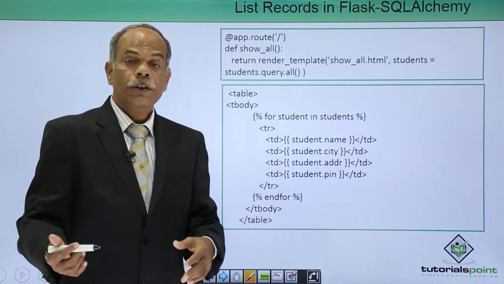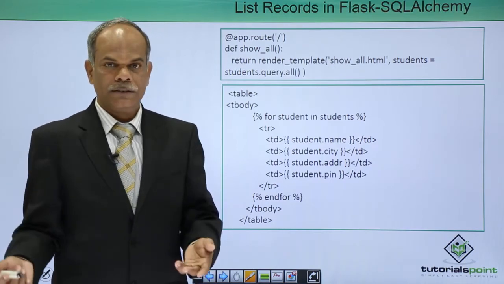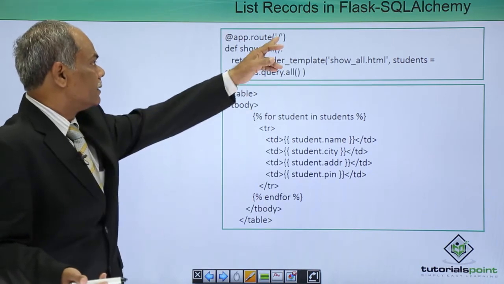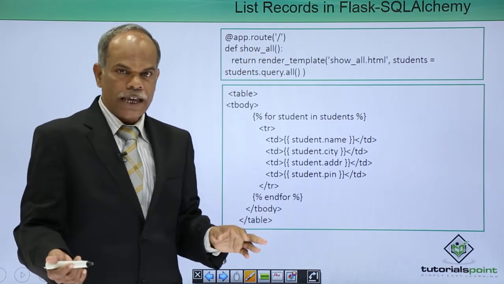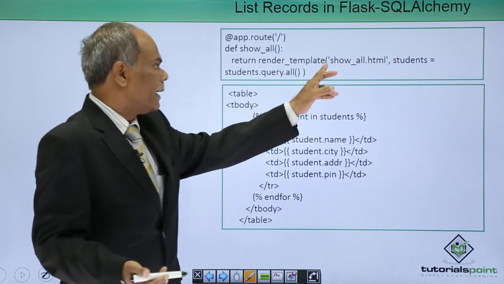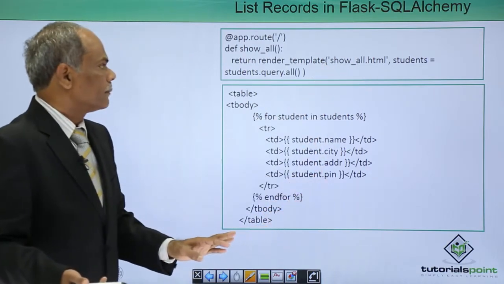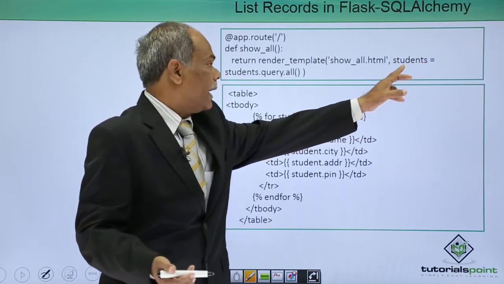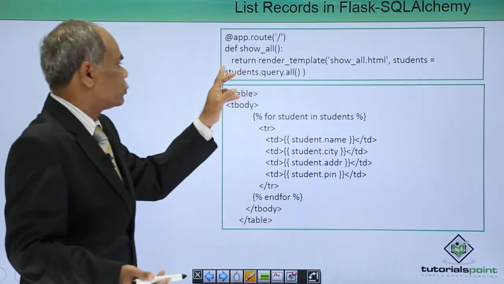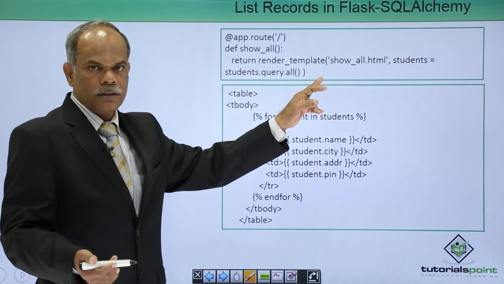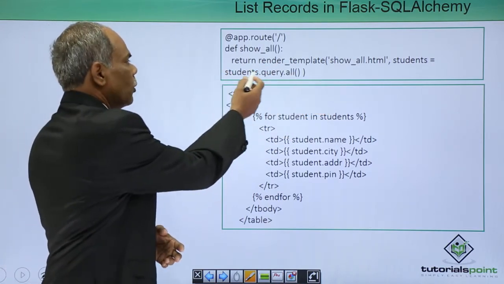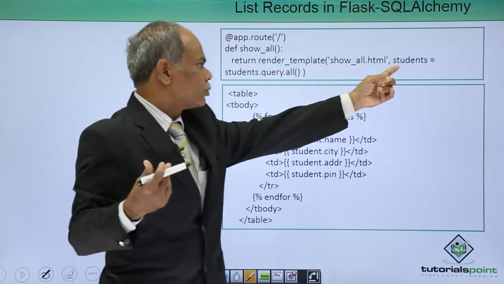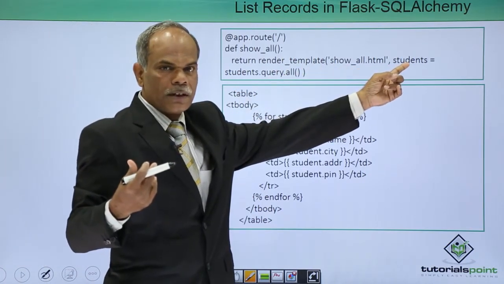And if you want to perform the select operation, then for that purpose a show all view function has been defined, which will render a show all template. And what will it do? It will send the parameter as students equal to students.query.all. We have seen that model.query.all will retrieve all the records. Those records will be stored in a students parameter.